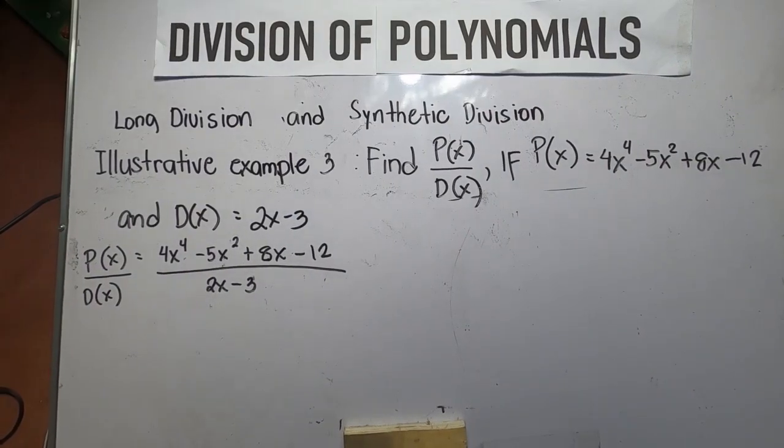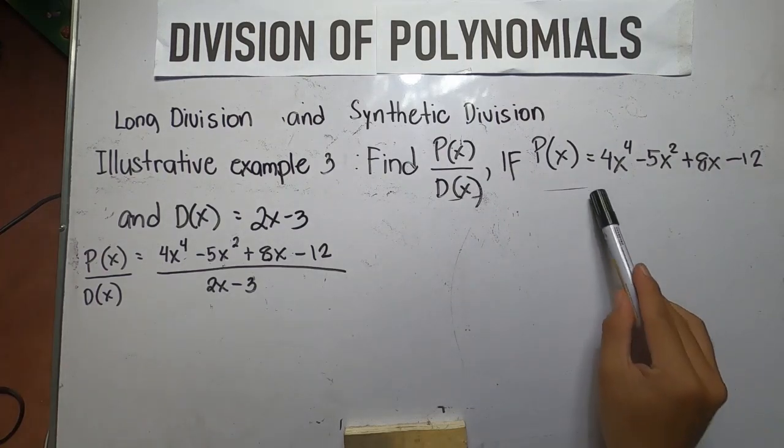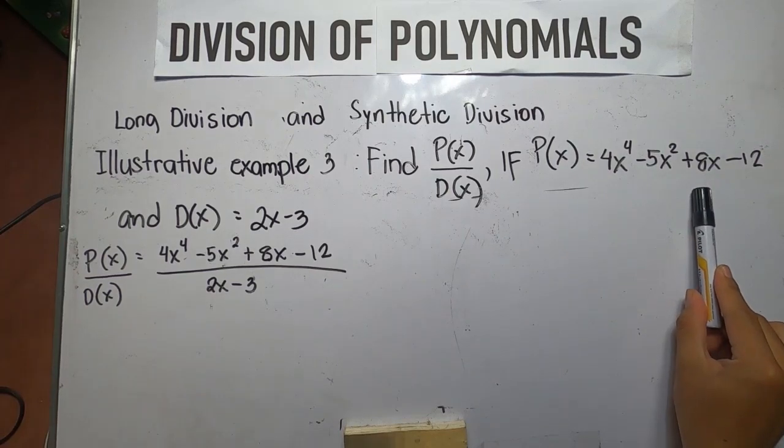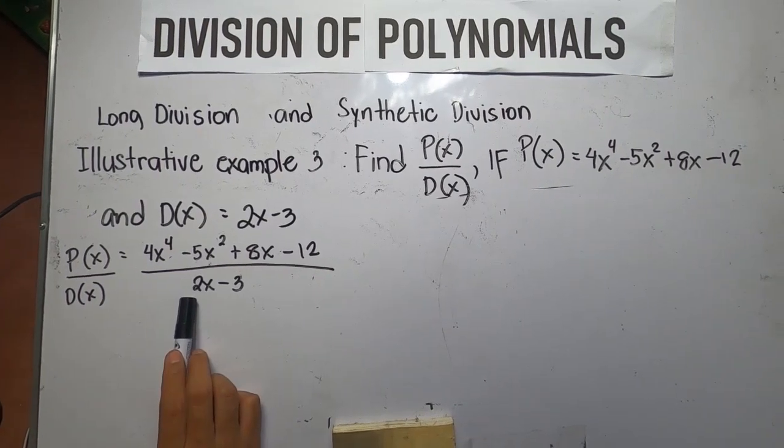We will now show that the quotient of long division will have the same quotient when we use synthetic division. So, given p of x and d of x such as 4x raised to 4 minus 5x squared plus 8x minus 12, that is to be divided by 2x minus 3. In this particular example, we are dealing with a linear divisor whose leading coefficient is not equal to 1. The leading coefficient of this linear divisor is 2.